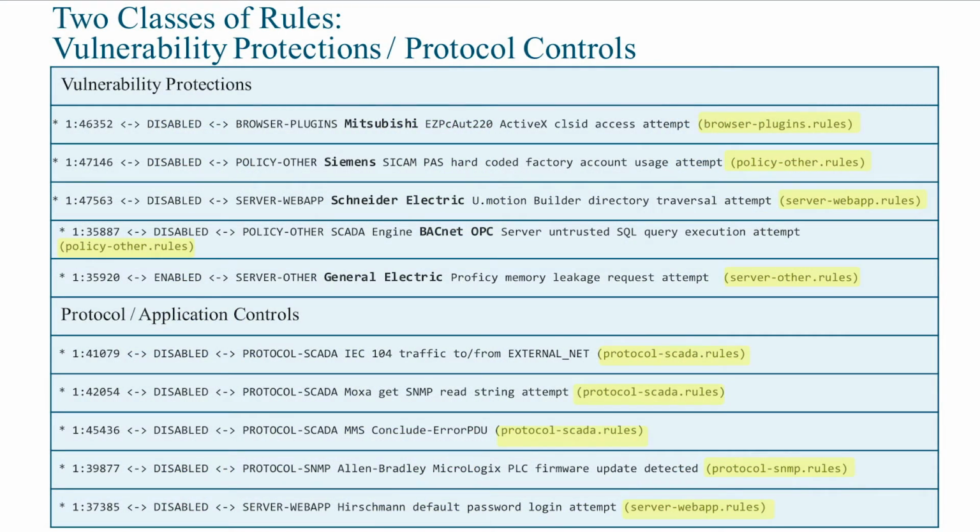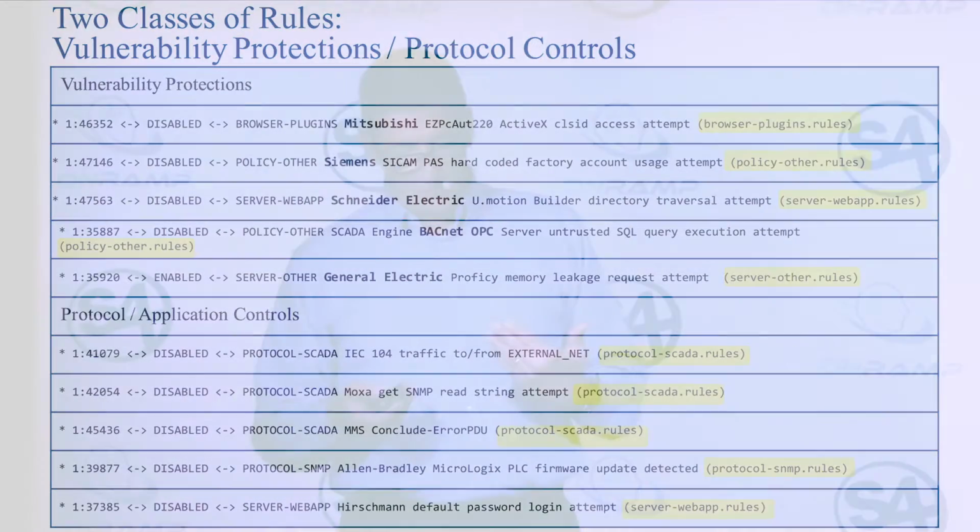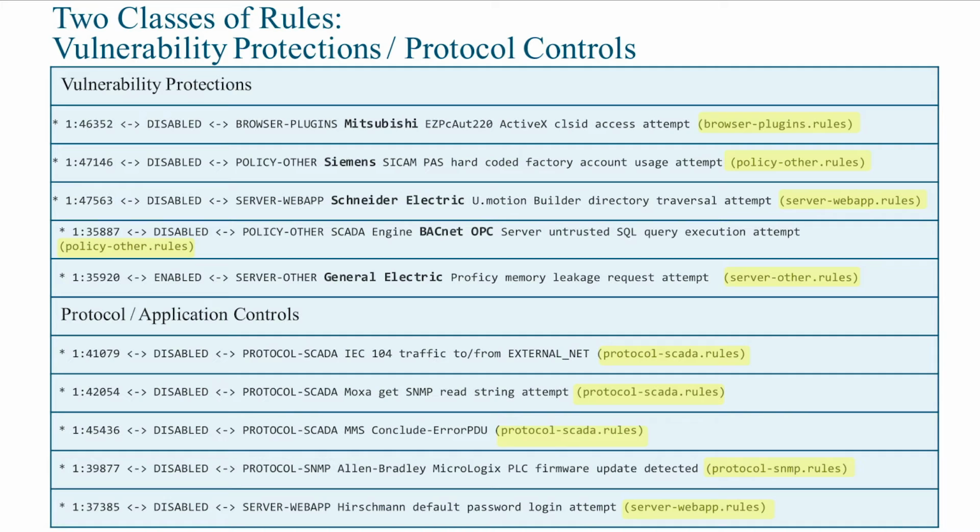All of these things that we're listing here are essentially rules associated with industrial environments. So we've got Mitsubishi, Siemens, Schneider Electric. We've got something focused on BACnet and OPC, General Electric, and then specific protocol controls here as well, IEC 104 and other types of things. Notice highlighted in yellow, we classify the vulnerabilities or the focus of the rules. Only a few of them actually say protocol SCADA. For example, the Mitsubishi rule is a browser plugin. The Schneider Electric rule is a web app rule.